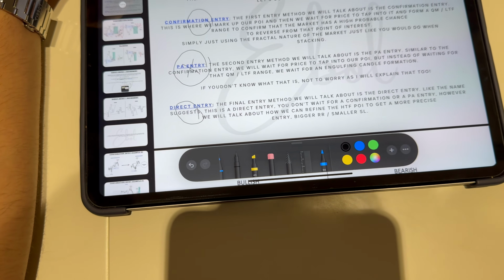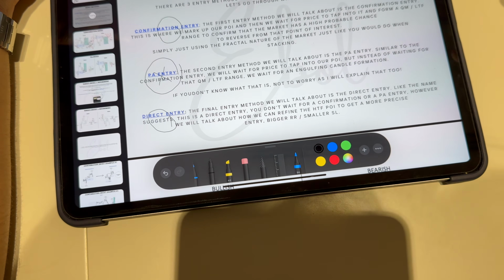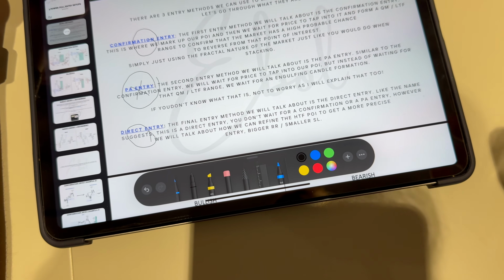The final entry method we will talk about is the direction tree. Like the name suggests, this is the direction tree. You don't wait for confirmation or PA entry.